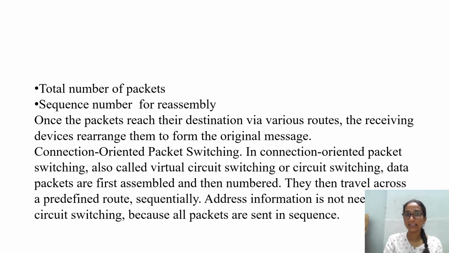Let us see another type of switching, that is connection oriented packet switching, also called virtual circuit switching. Data packets are first assembled and then numbered. They will travel across a predefined route sequentially. Address information is not needed, like circuit switching, because all packets are sent in sequence. Let us see datagram switching and virtual circuit switching in detail.